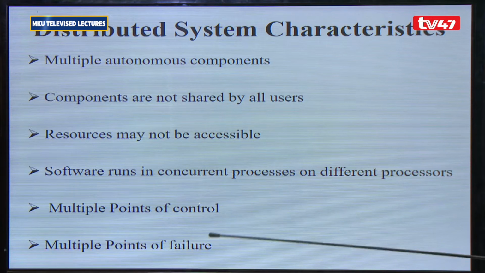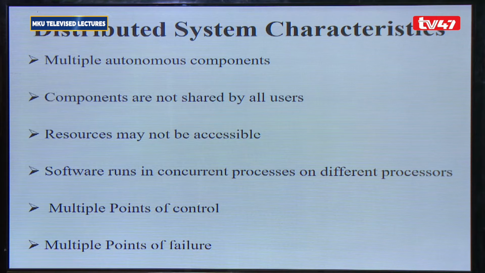The fourth characteristic is multiple points of control. You can control this system from different sections. For example, you have a server hosted in Nairobi and a mirror server hosted in France. You can use the server in Nairobi, and it also sends the information to the other server in the other location. So it has multiple points of control.